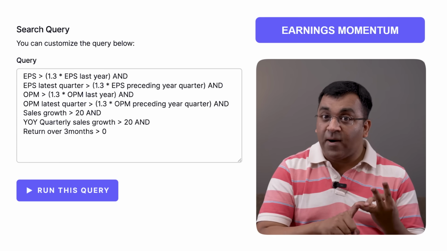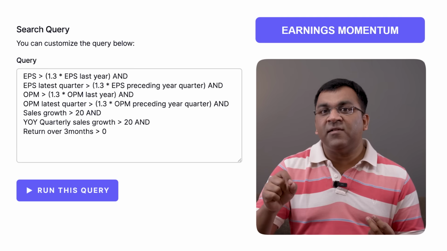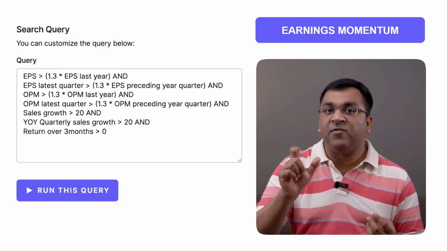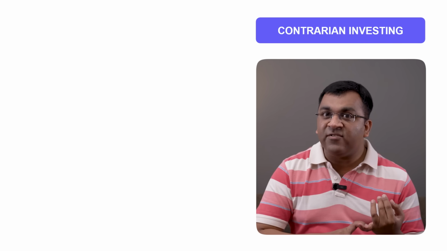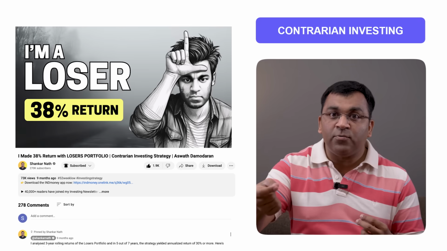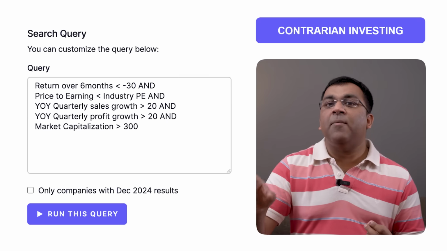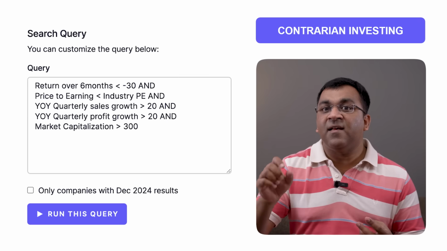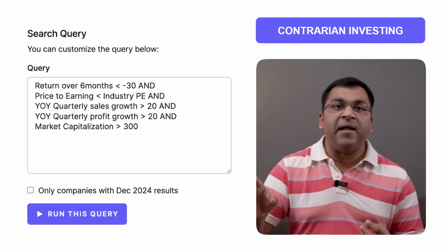Earnings momentum is next. I think we have touched parts of this. So as a query, it uses a number of profit-related variables with a dash of sales growth and price momentum added to it. And finally, if you're keen on setting up a contrarian strategy, something like a loser's portfolio, by the way, there's a video on that on my channel too, then explore a combination of falling stock prices, a low relative P ratio, but companies that are showing rising revenues and profits.